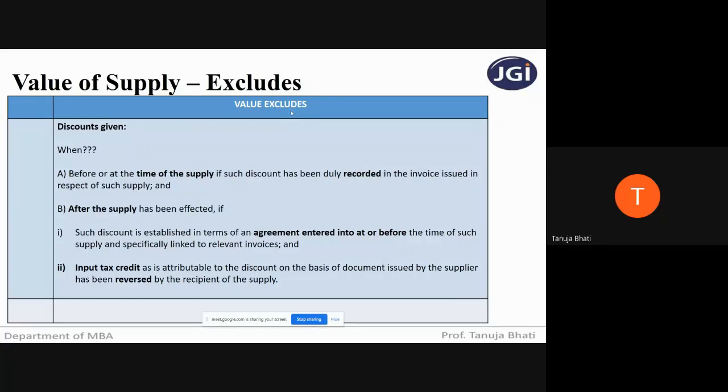Yes, students? Yes? Okay, you'll understand it better when we solve the problems.